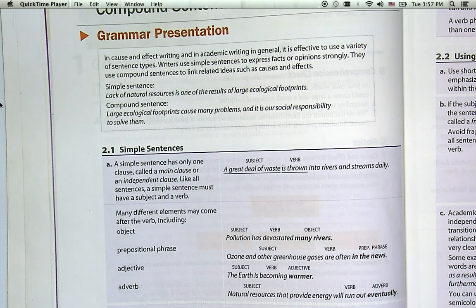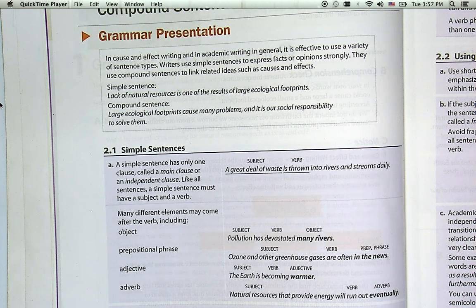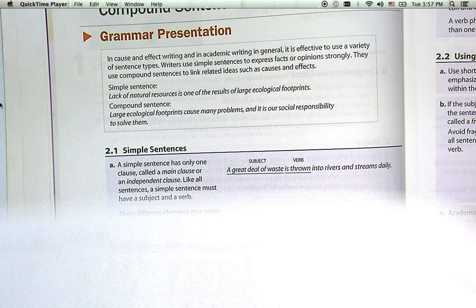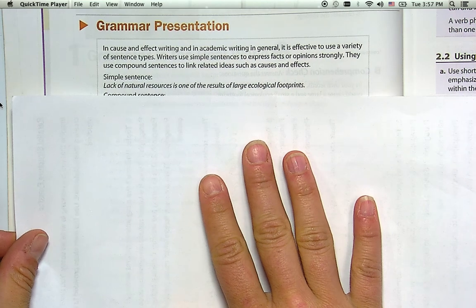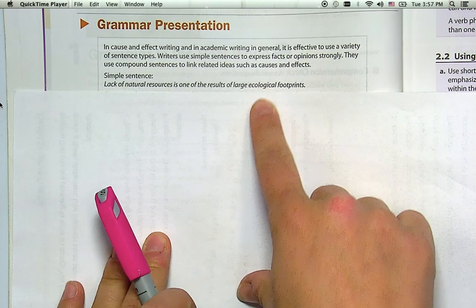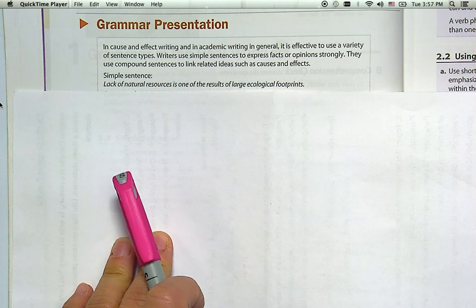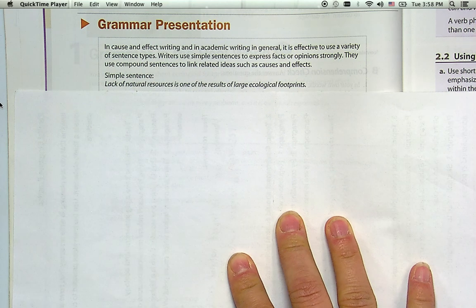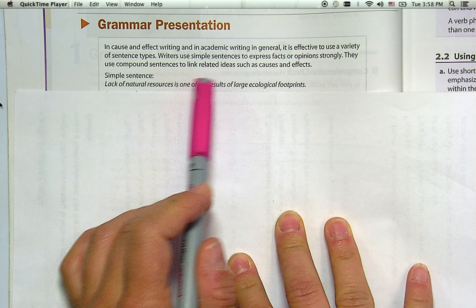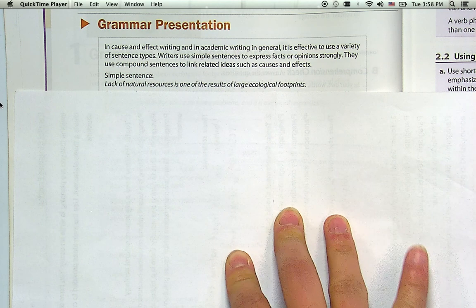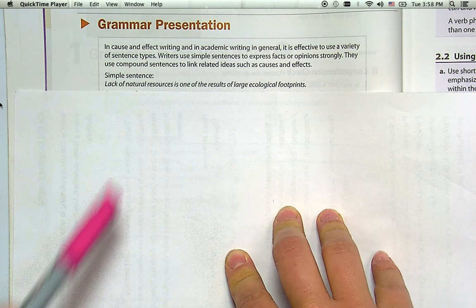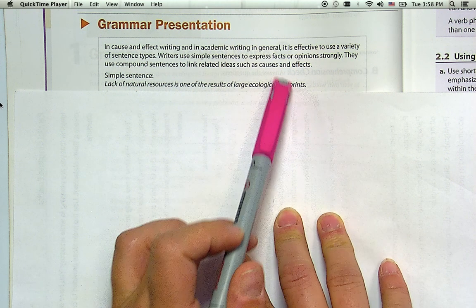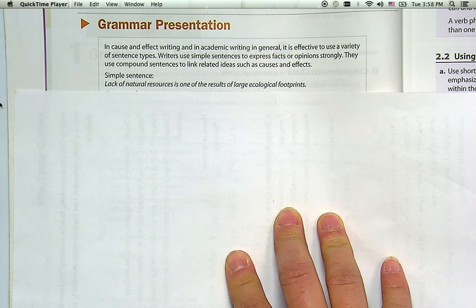Let's take a look at the example. The example here is a simple sentence. It says, lack of natural resources is one of the results of large ecological footprints. So here we can see it's a simple sentence. It has lack of natural resources as the subject, is as the verb, and then we've got our whole predicate here, the thing that comes after the verb. And this is just a basic sentence. It only has one subject and verb. It sounds like it has a pretty strong fact or a pretty strong opinion.